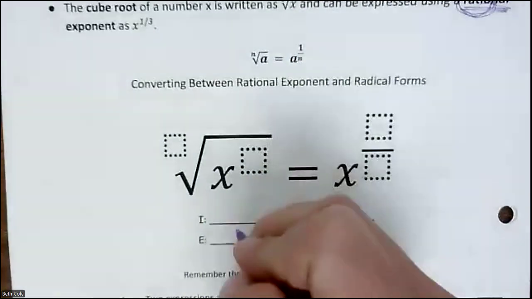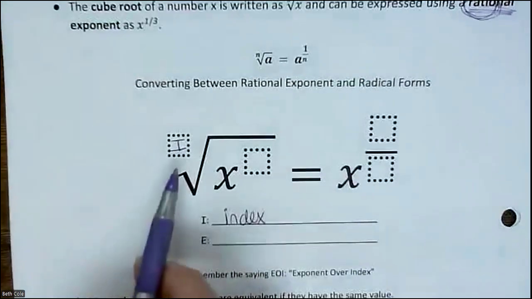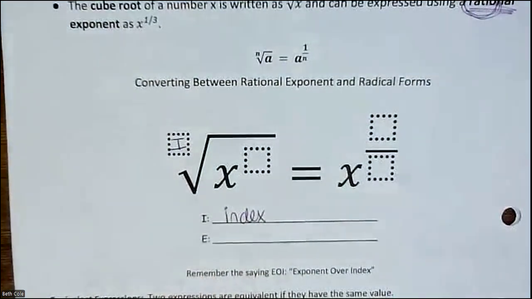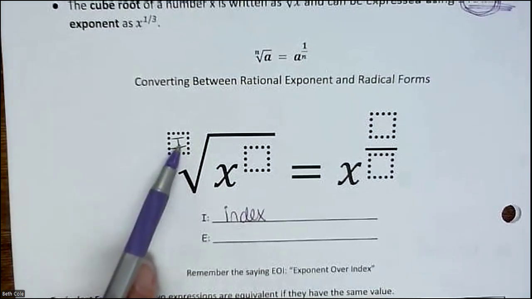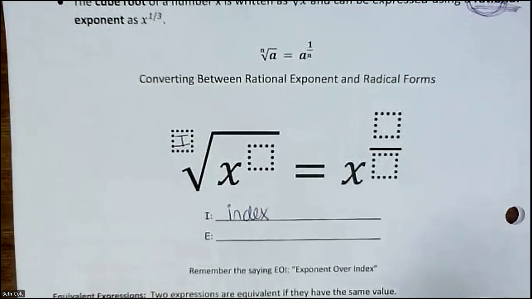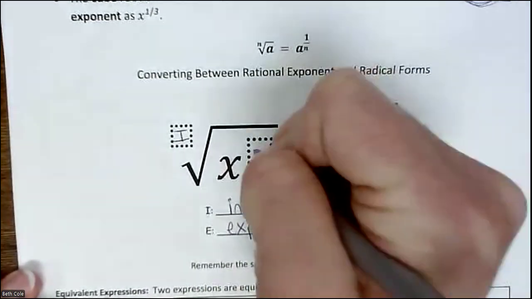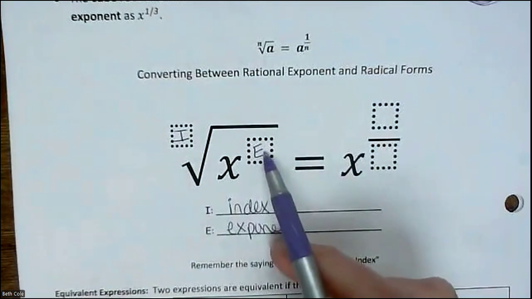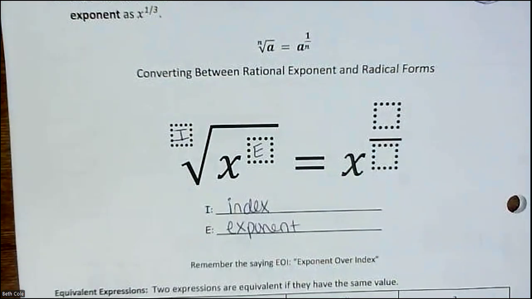So this I stands for index. That's going to be the little number that's outside. This is your index. So when you have a cube root, that little 3 that's outside, we call that the index. What is it when it's a square root? Because we don't put anything there. It's a 2. It's understood that it's a 2 is your index. And then E stands for exponent. And that's what's going to go right here. As long as you remember the index goes outside, you're going to be okay.